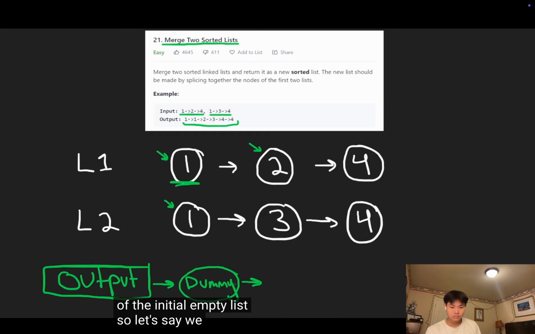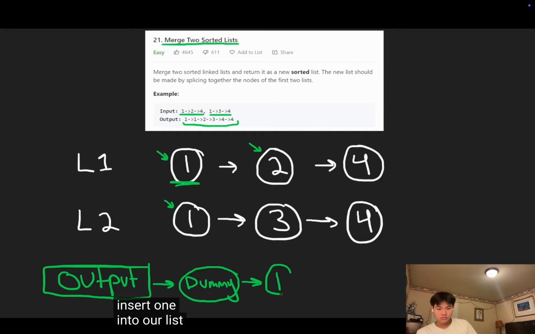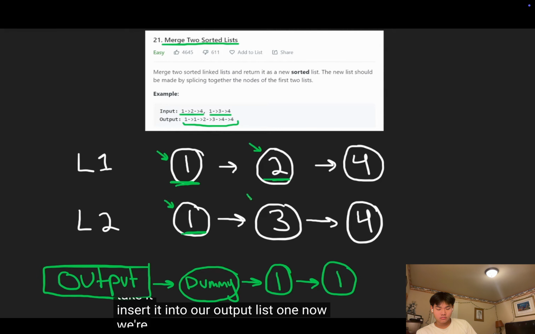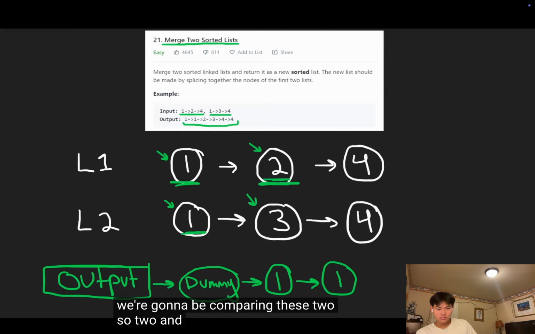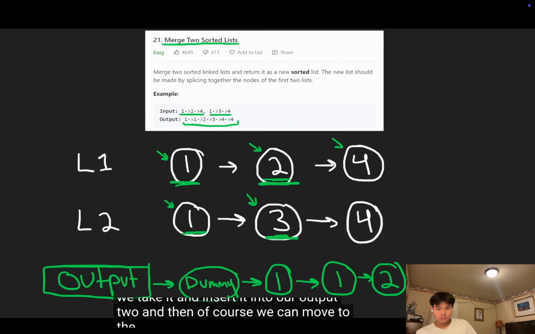So let's say we start out with a list, right? This is a dummy node. It can have any possible value. So now we're going to insert 1 into our list. Now we're going to compare two values of 2 and 1. In this case, the value from list 2 is smaller, so we're going to take it, insert it into our output list, 1. Now we're going to be comparing these two, so 2 and 3. The value from list 1 is smaller. We take it and insert it into our output, 2. And then, of course, we can move to the last value in list 1.